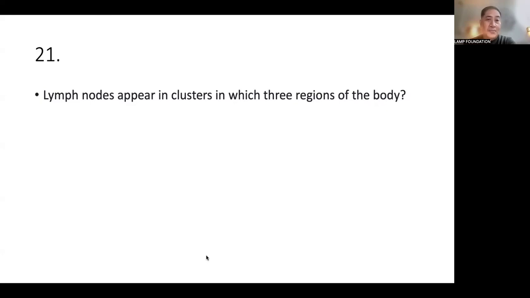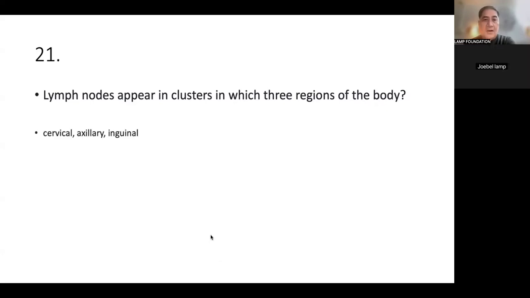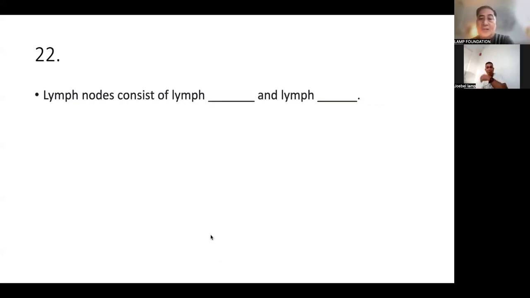Ay, naku, hello? Can you hear me? The cervical. Okay. Axillary. Yes. Inguinal. Okay. Lymph nodes consist of lymph blank and lymph blank. Hello? Yes. Lymph nodules and lymph sinuses.